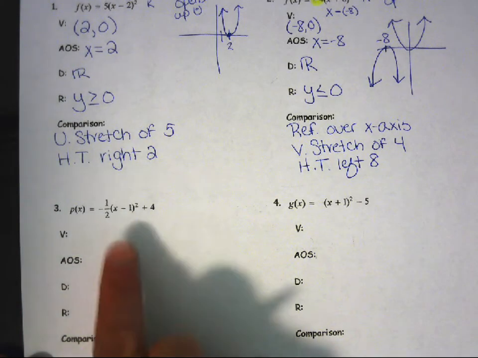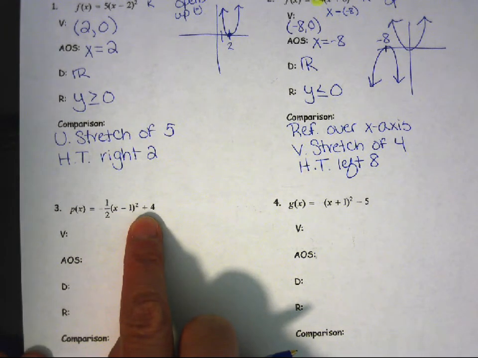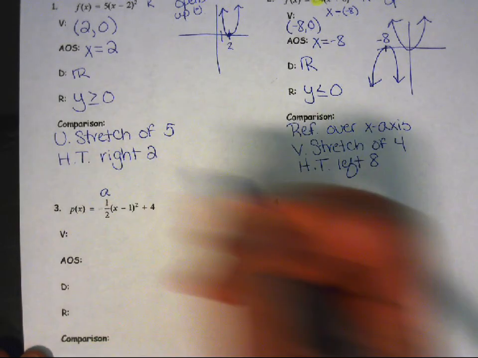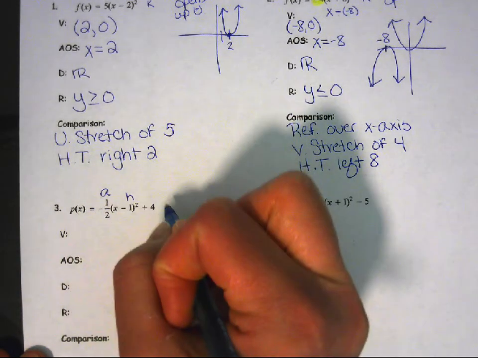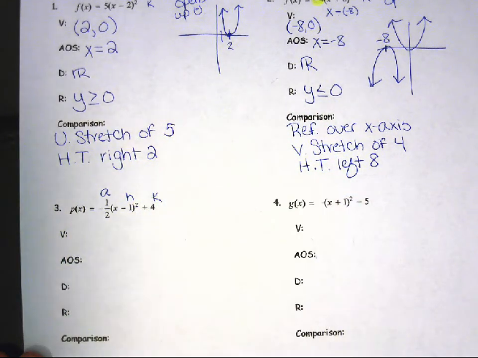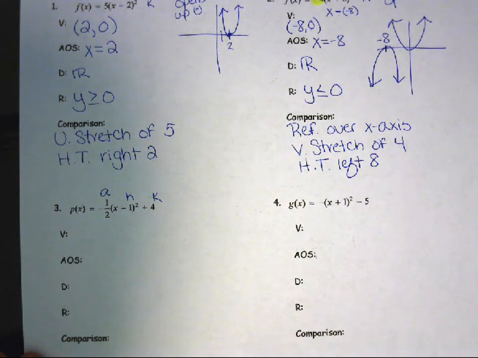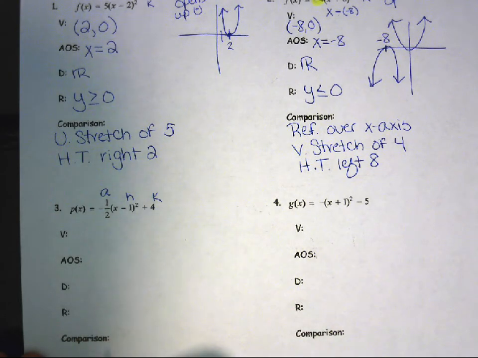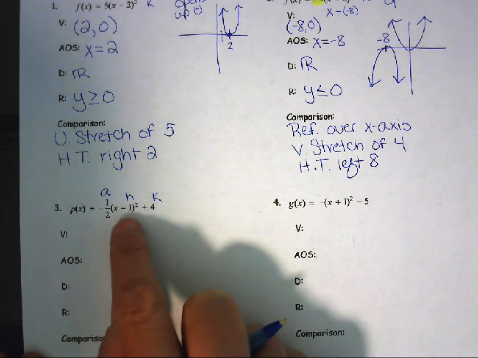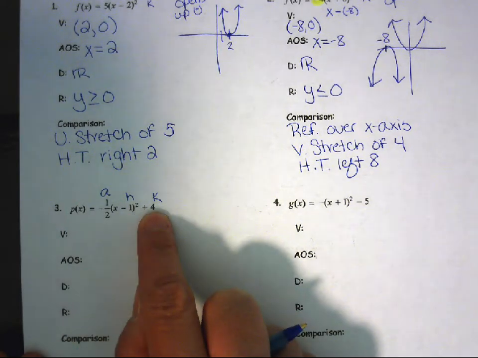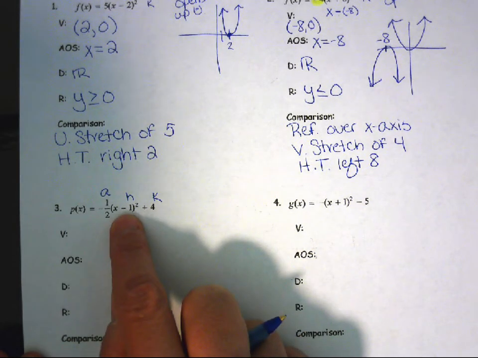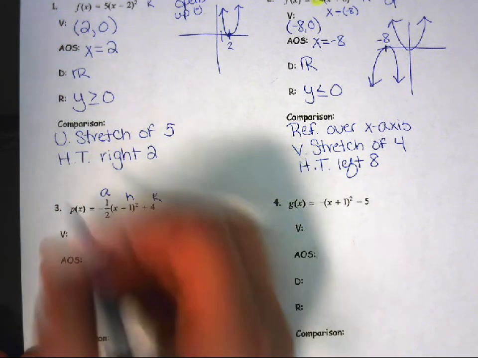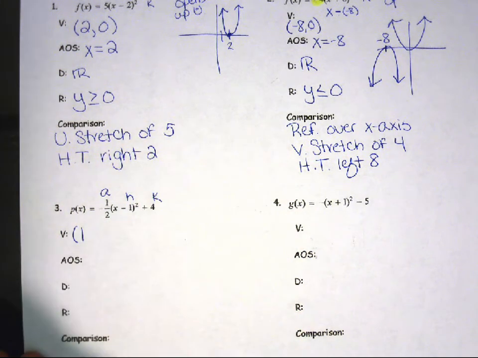Notice on this one, we've just added on this additional piece. So we still have our A, our H, and our K. Now they've had to switch letters here because we're not in standard form anymore. This is called vertex form. So that's why we're using different letters. There's no more B and C, okay? So our vertex is just going to be the H and the K. But remember, you have to pull this out as the opposite. So it looks like a negative, but it's going to come out as a positive 1.